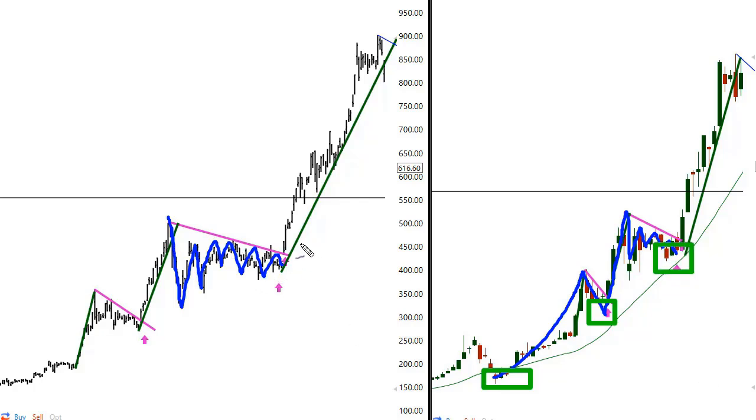Notice how we went sideways. Then we started to break out, which gives us a bit of confirmation that we're now likely to start to see some upward movement. It broke out, and then it just continued doing what? Making these higher lows and higher lows all the way up. So I hope you can see this. You may have to watch this a few times to really sink it in.